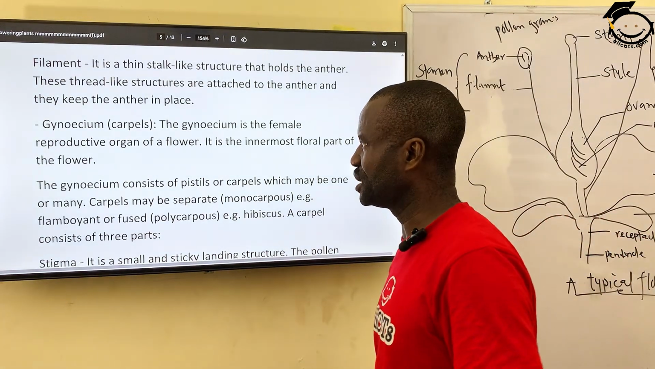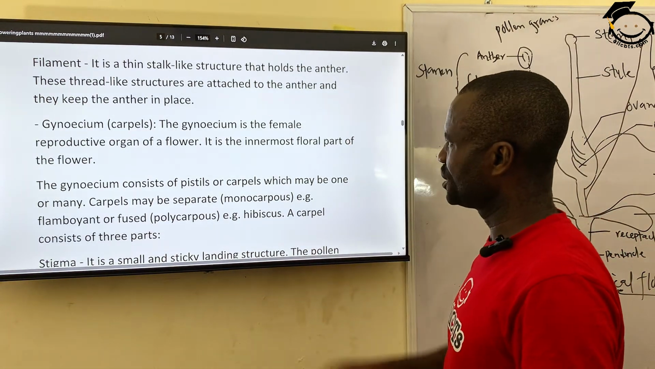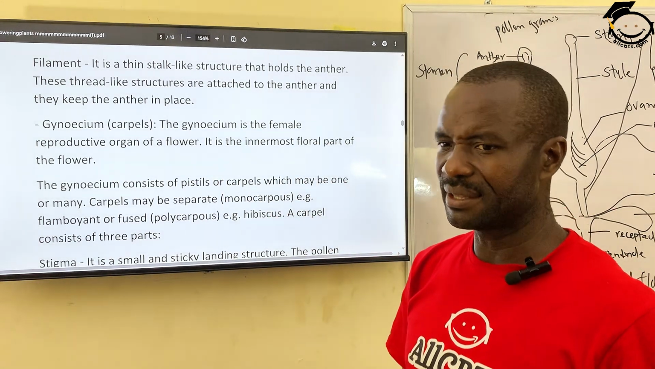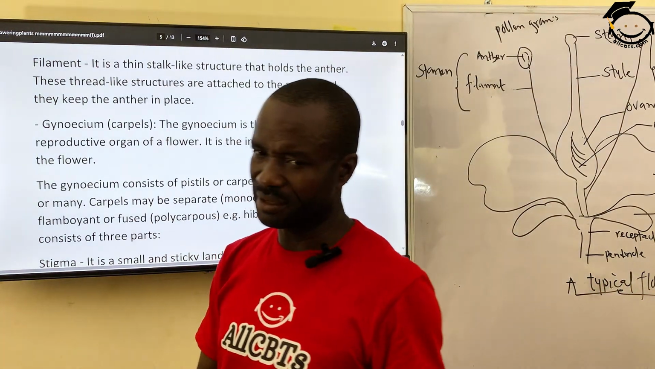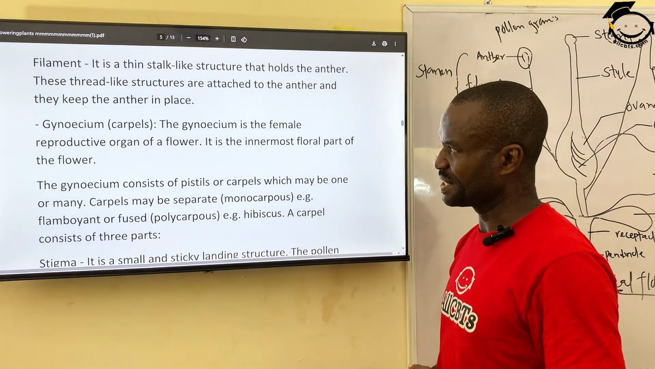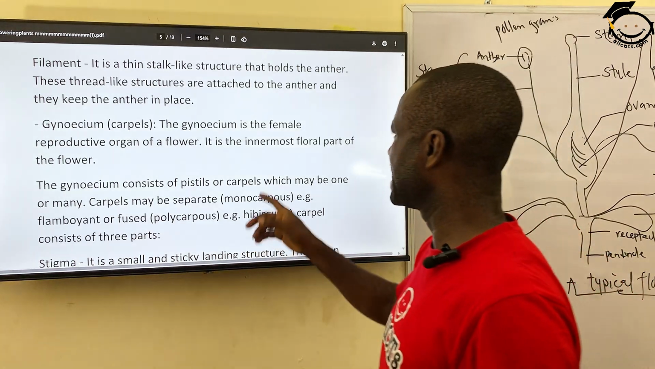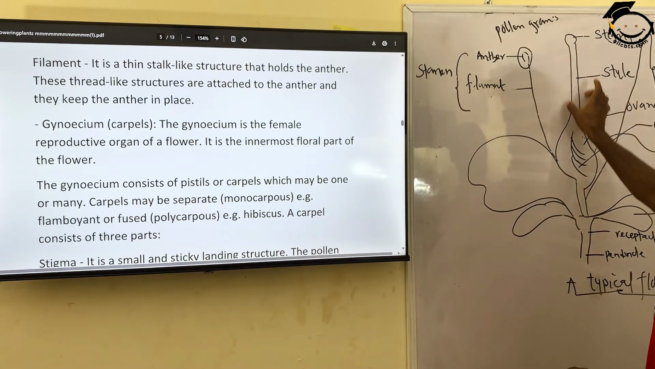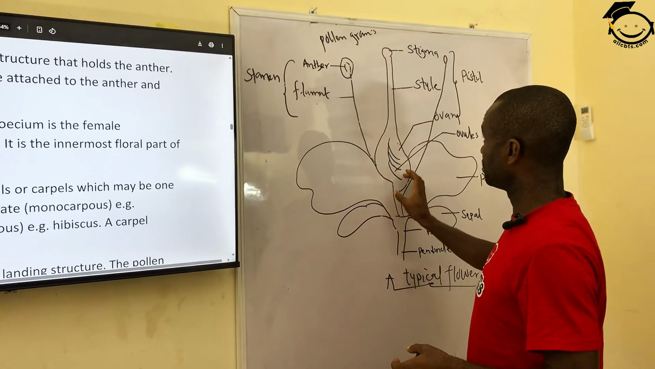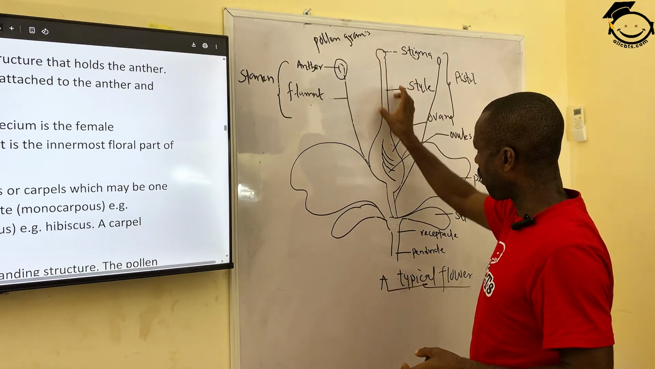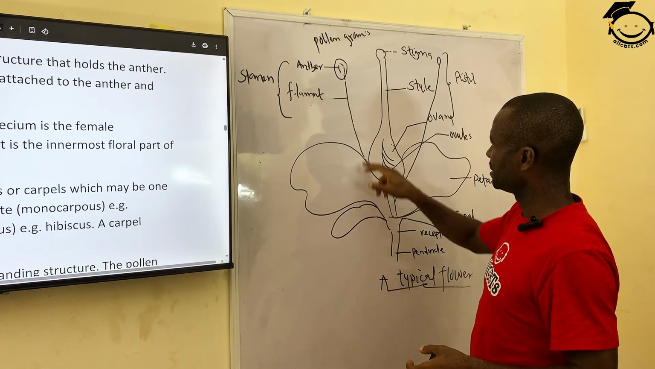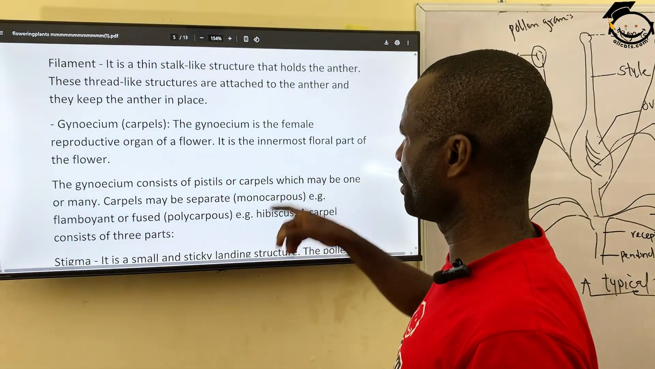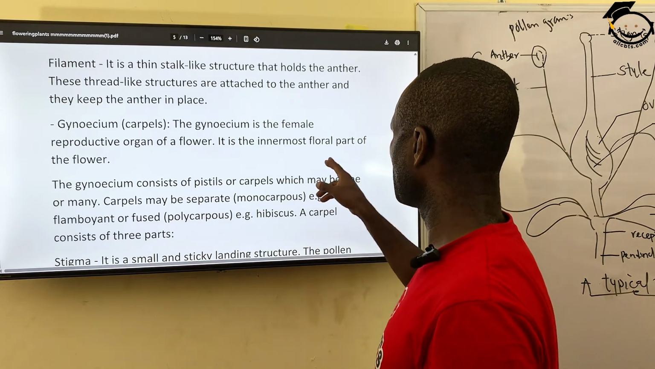Then the next one is the gynoecium or carpel. Gynoecium is the female reproductive organ of a flower, while the androecium is male. It is the innermost floral part of the flower. You can see this central part is made up of the gynoecium. It is the innermost, the fourth whorl. This is the first, second, third, and the fourth whorl of a flower.